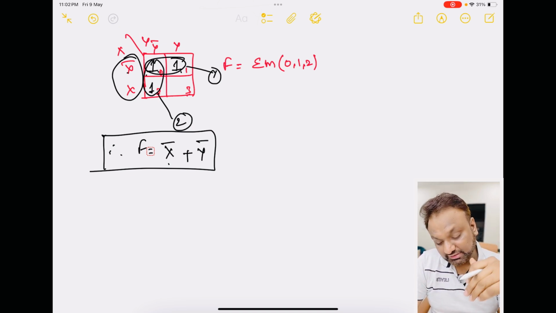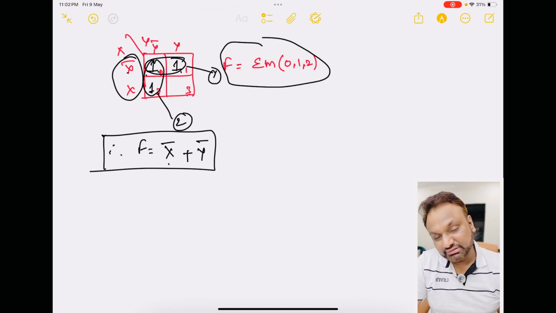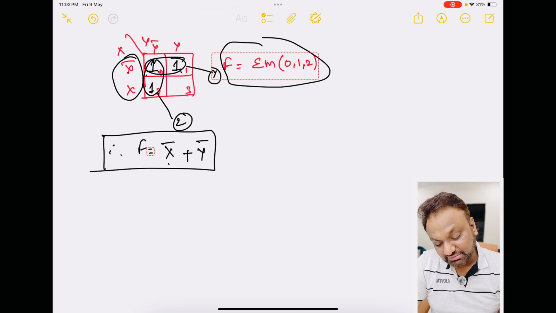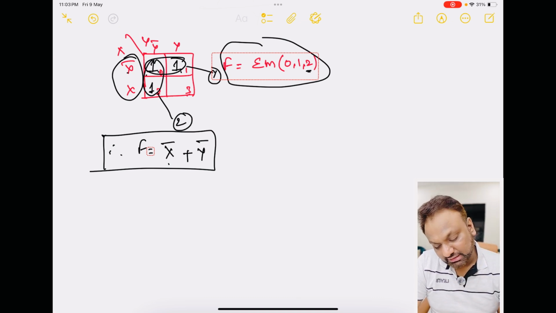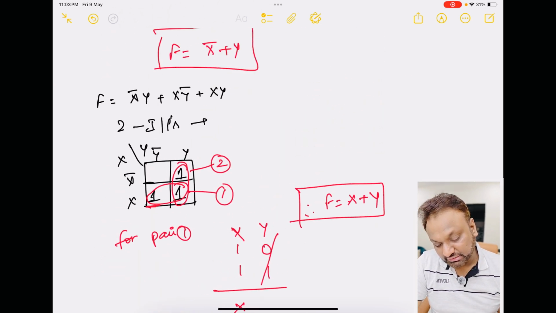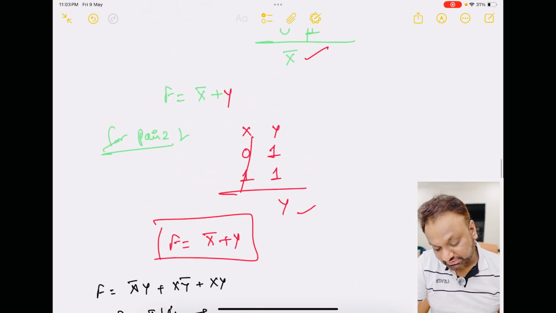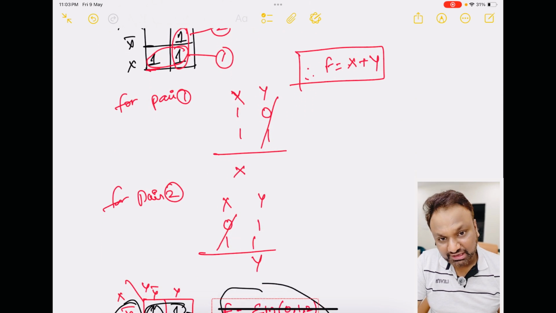Also, how to know the number of inputs being used in the KMap is by the highest number given in the Boolean function in the SOP form. So 0, 1, 2, 3, up to 4 means you have two variables: 0 0, 0 1, 1 0 and 1 1. So this is how a two variable KMap is solved. I hope you have understood the concept of a two variable KMap.